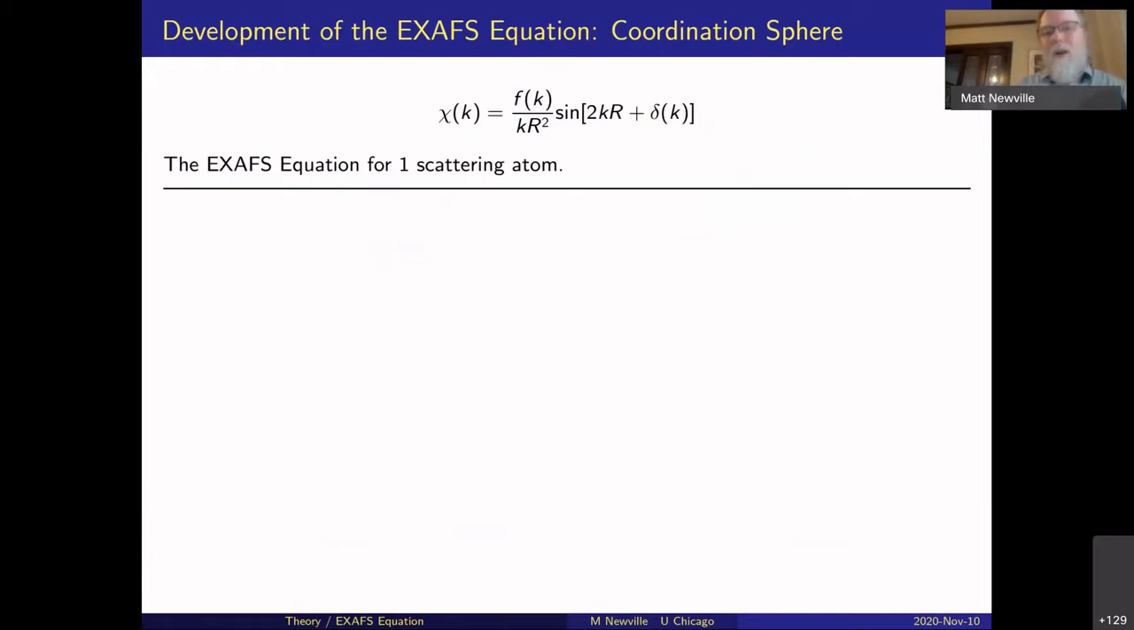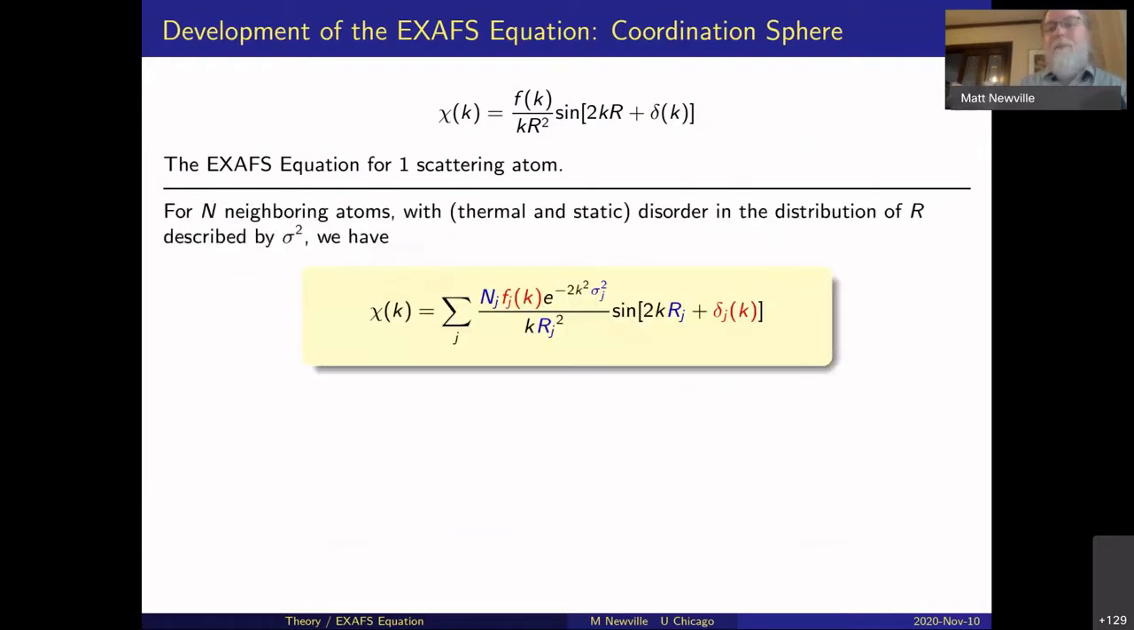So we have 2R as the complementary value to the wave number K. So that's the XAS equation for a one scattering atom. Of course, we don't have one scattering atom. We don't even have one photon being absorbed. We have billions of them, actually more like trillions of them in many cases for modern synchrotrons.